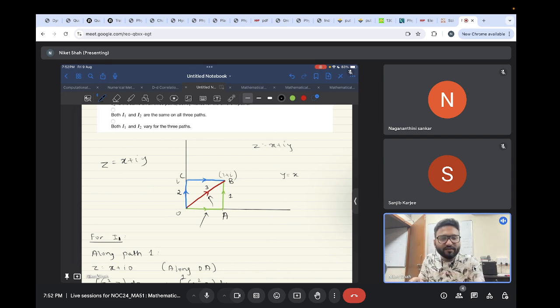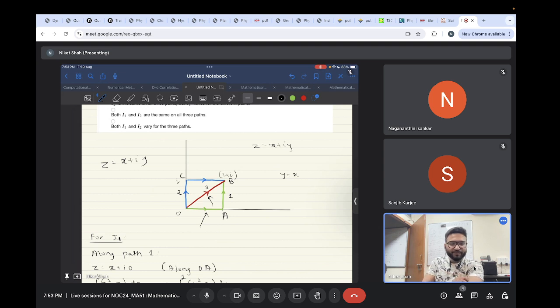Now you do the same thing for I2 as well and check whether you're getting the same answer along all these three paths. You should have gotten a fair hang of how to solve this. You have to assume the equation of the path, simplify the integral accordingly, and substitute appropriate limits. Because if you are converting the whole integral in terms of x, then substitute limits of x only. If it's in terms of y, substitute the limits of y only.